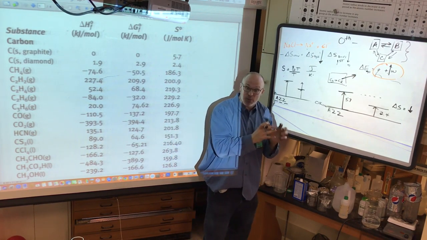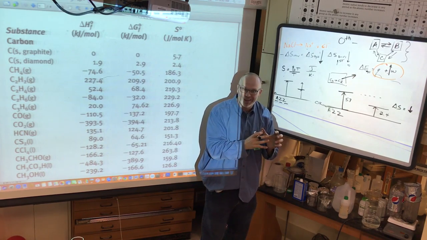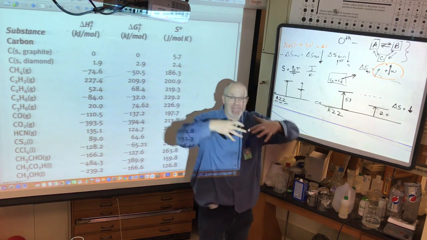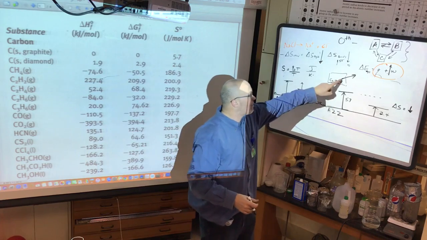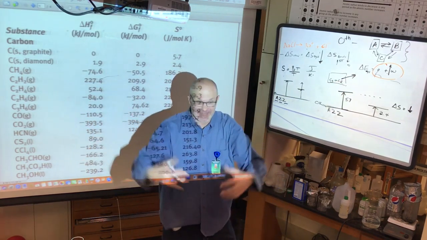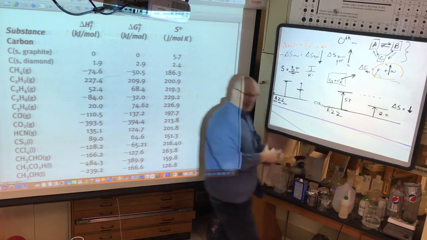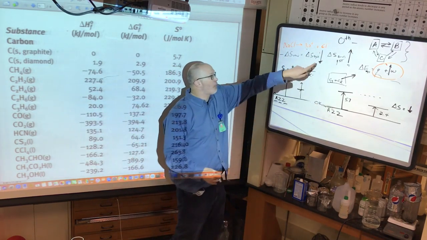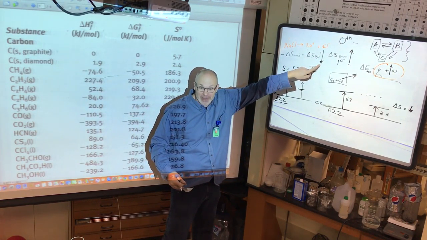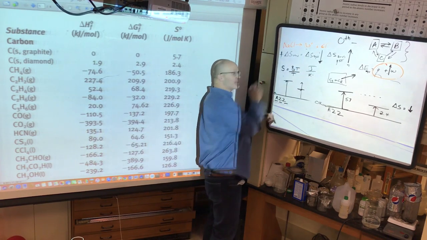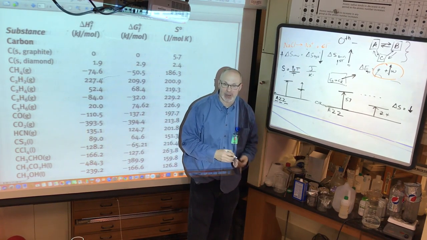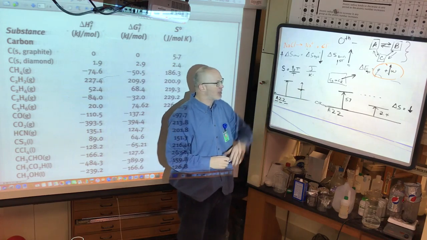By knowing how much heat was released, we know what? That's how much energy we gave the surroundings. We must have given the surroundings enough heat to make the surroundings move fast enough and disperse outward to overcome the system's loss of entropy, and this becomes positive. That's your answer to your question yesterday, and we're gonna measure that.